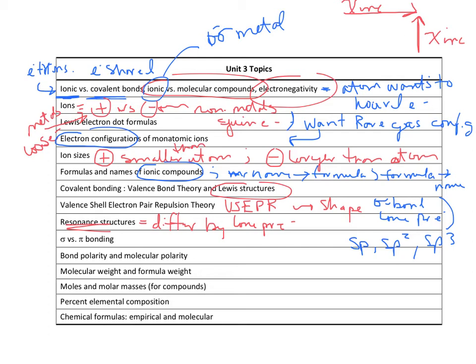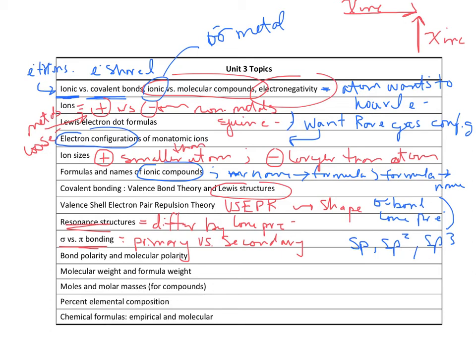Sigma versus pi bonding, and next to it I'll say primary versus secondary. So sigma are primary, and pi are secondary. For instance, every single bond is a sigma bond. But if you have a double bond, you have one sigma, one pi. And if you have a triple, you have one sigma, two pi. Remember that?